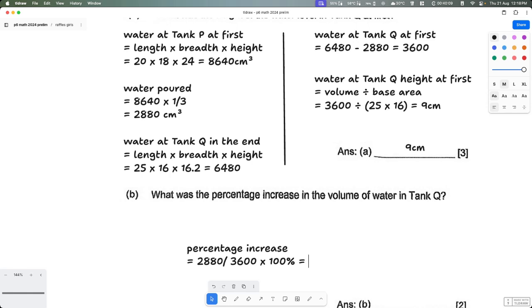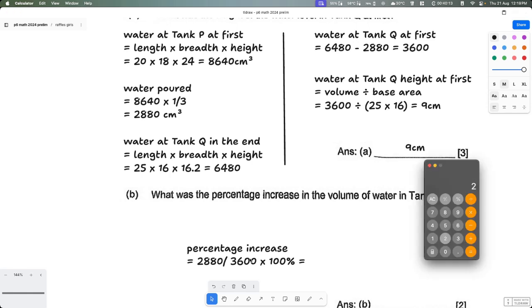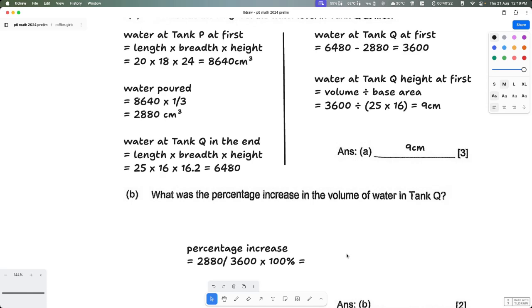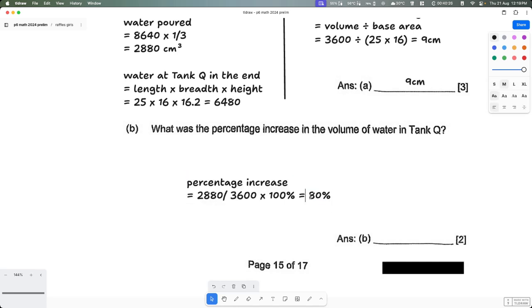Okay, and that will give us where is it? Where's my calculator? 2880 divided by 3600 times 100. Okay, 80%. So the answer is 80%. Okay, that's it. All right, let's move on to the next part.